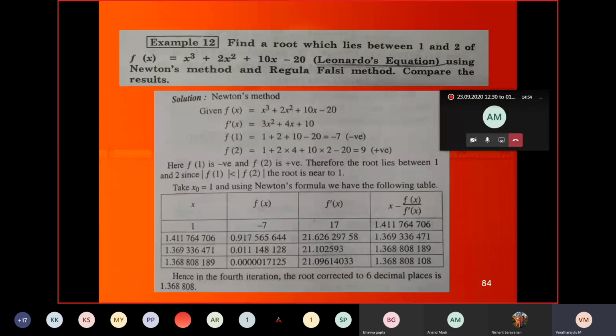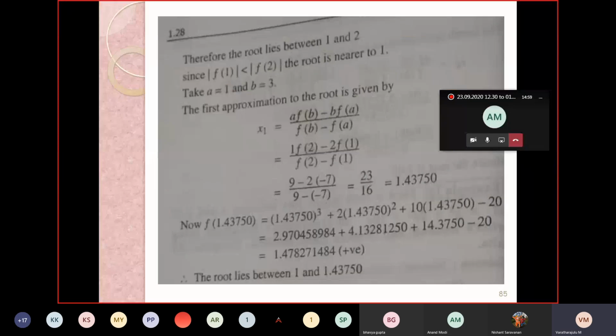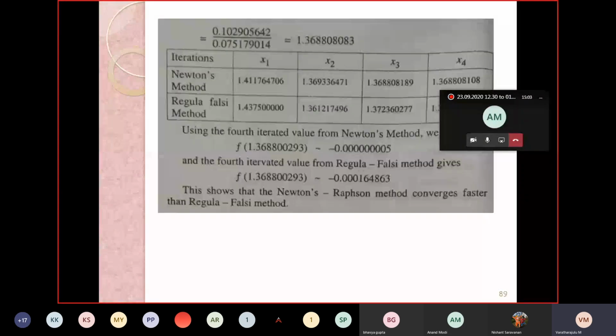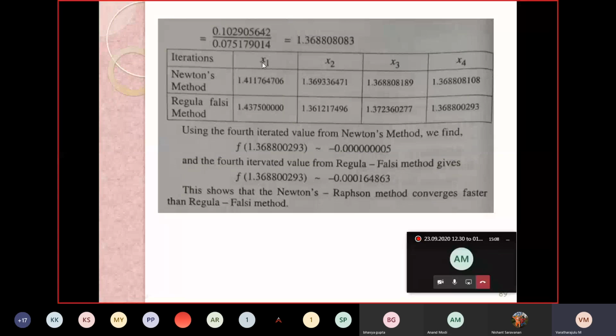See, this is your problem number 19, and this is the solution. Concerning iteration number 1, we get 4.11 in Newton's method and 4.37 in regula falsi, and similarly for iterations 2, 3, 4. In iteration 4 you will get 3.688. The 3.688 can be achieved even in iteration 3 itself in the Newton-Raphson method. Therefore, the inference of this problem is that the Newton-Raphson method converges faster than the regula falsi method.